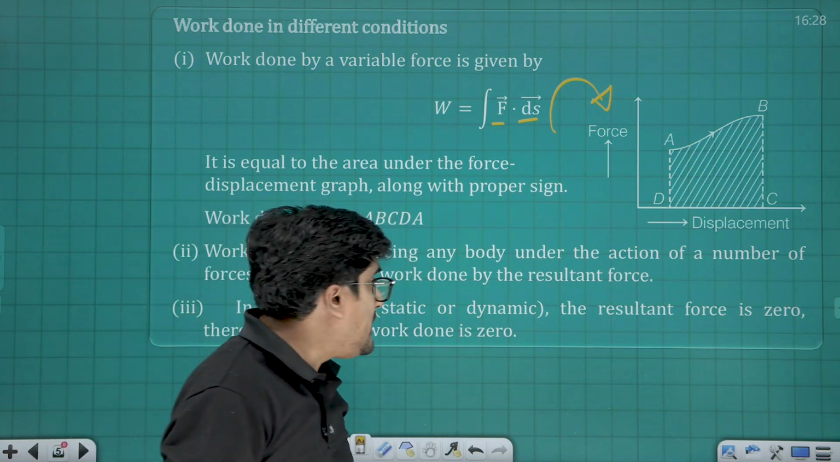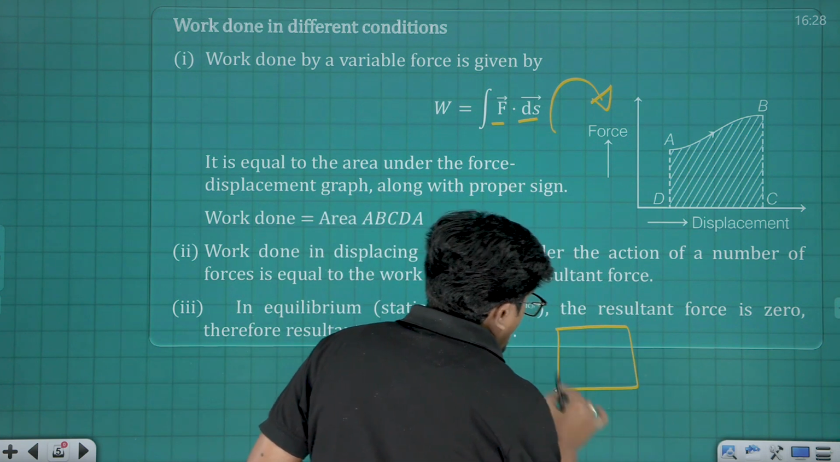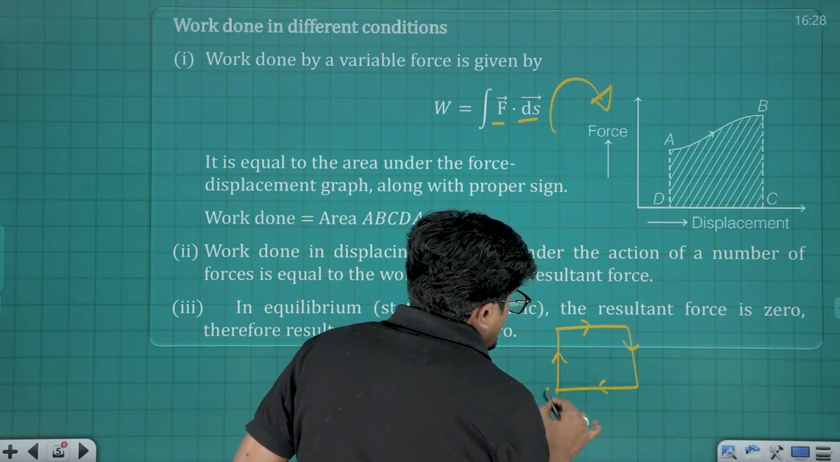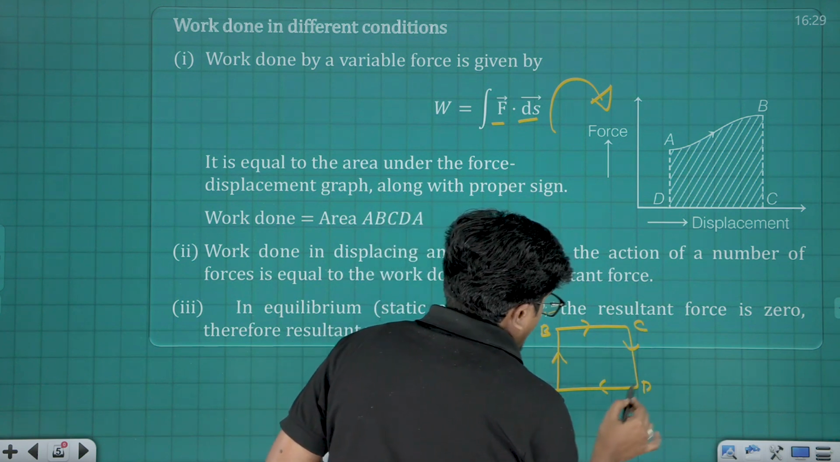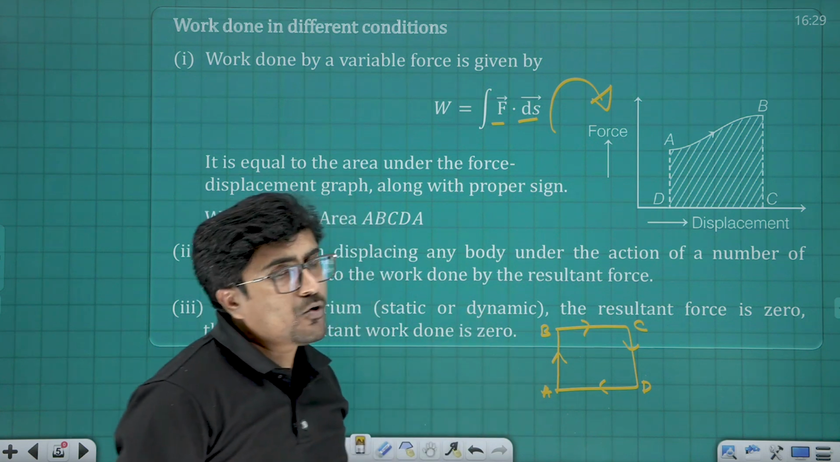Now, what does it mean is, if you have a closed path like this, started from A, it reached B, then C, D, and came back to A. So A, B, C, D, A. This is a closed path.